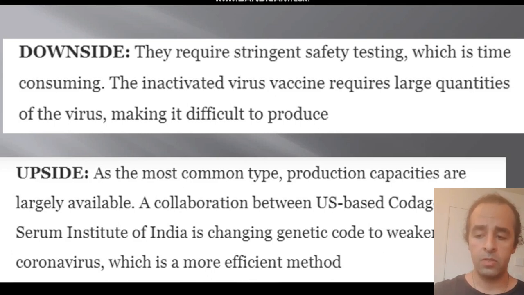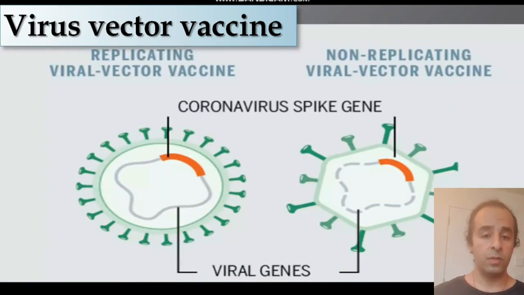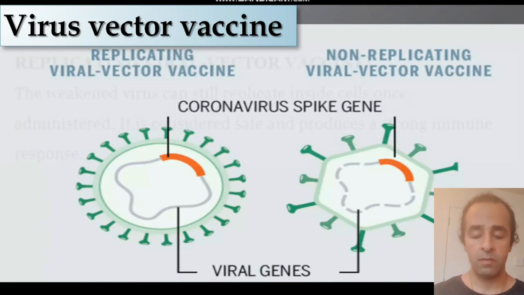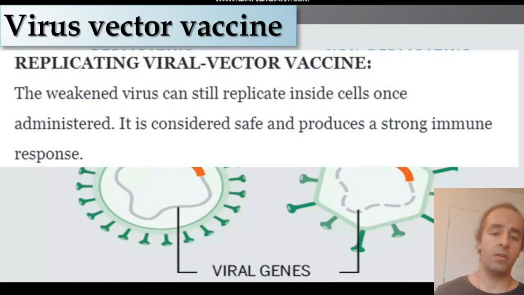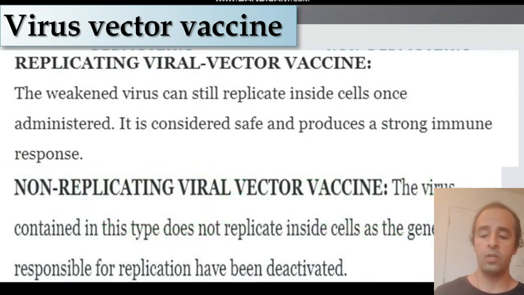Then the second method is using viral vector vaccine. This method involves genetically engineering the virus, and at the same time, they're using two different methods. One is the replicating viral vector vaccine, where the virus they introduce to the body can replicate itself, or they're using a non-replicating viral vector vaccine. In this method, they only introduce the weakened virus to the body as a vaccine, but it cannot replicate itself. So what are the pros and cons for these two methods?